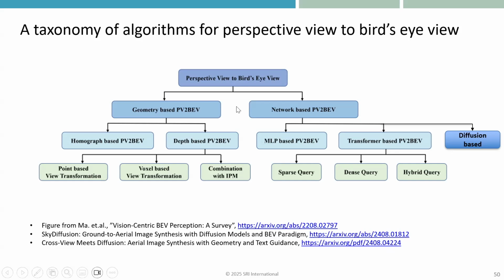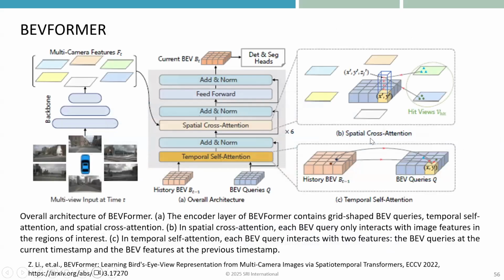Or you could have network-based techniques, right? The MLP-based techniques, transformer-based techniques, the diffusion-based techniques now. I think you would have heard about a diffusion-based technique in the previous talk, so I'm not going to talk about that. I'll tell you a little bit about transformer-based techniques. One of the very nice transformer-based techniques was this paper called PETR-Former, which was presented in ECCV 2022.